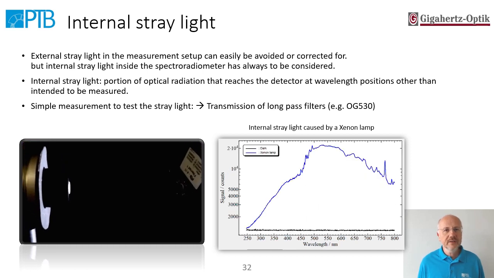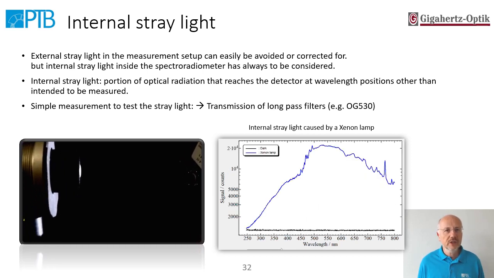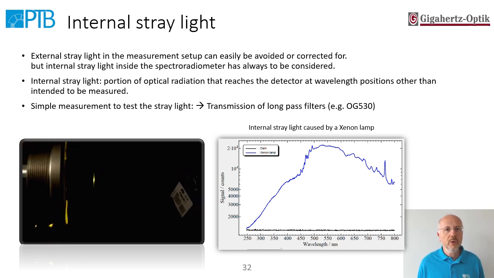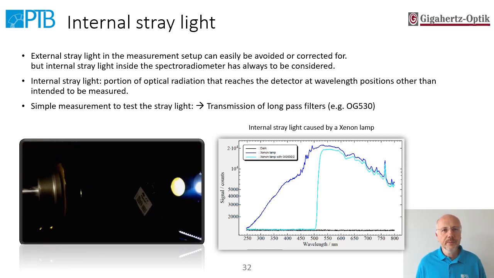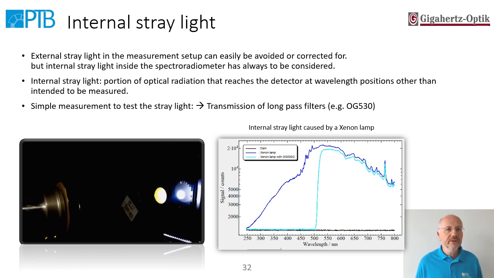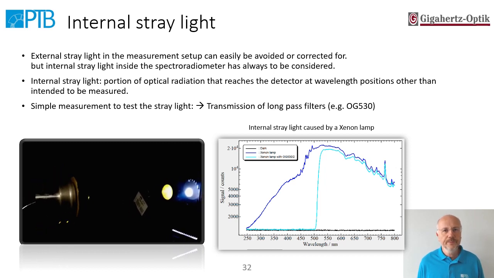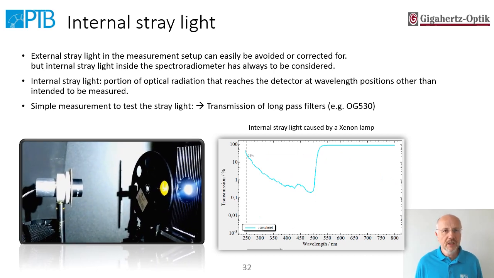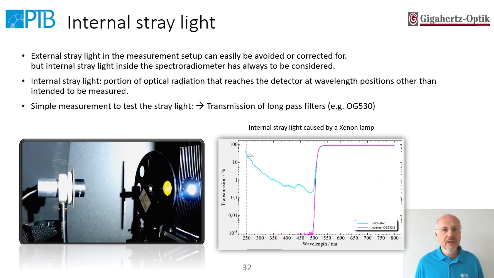We make a reference measurement at 100% transmission of a xenon lamp. Then we move to the filter position of OG530 and perform a third measurement of this filtered radiation. Right after that, we calculate the transmission. And you can see here at 250 nanometers we have a stray light in the range of 30%.